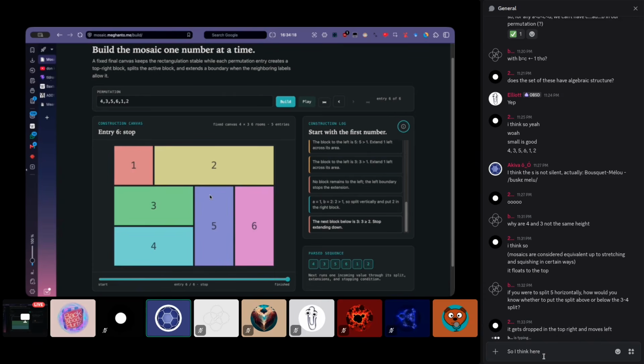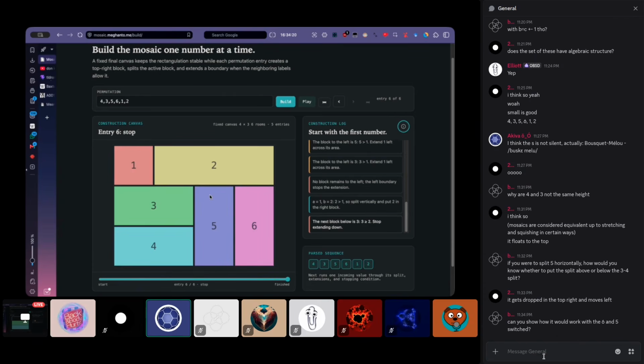Sorry, remind me, for this, does it matter where that boundary between 1 and 2 is? Like if that's shifted over to the right? It does not matter at all. So let's try with 6 and 5 switched. Good question. Let's see if that works.